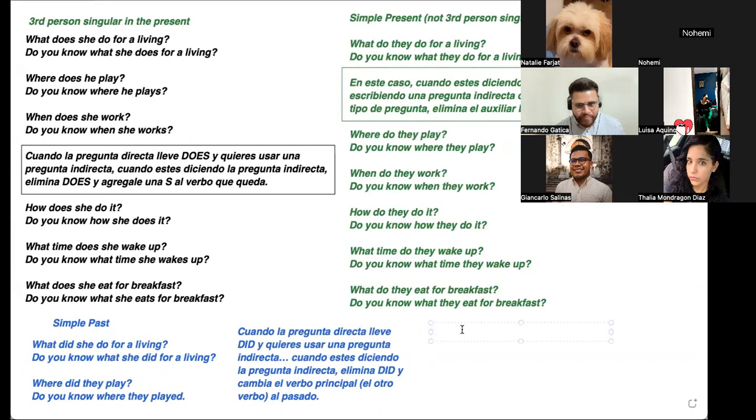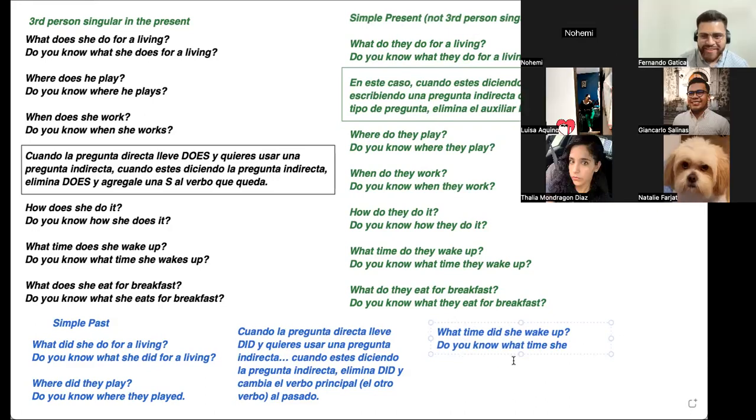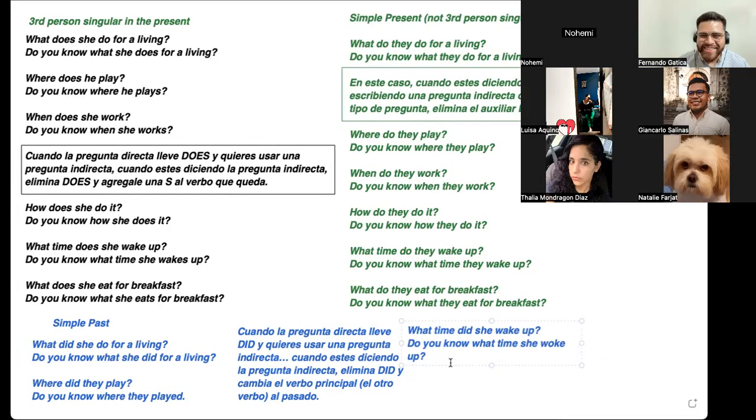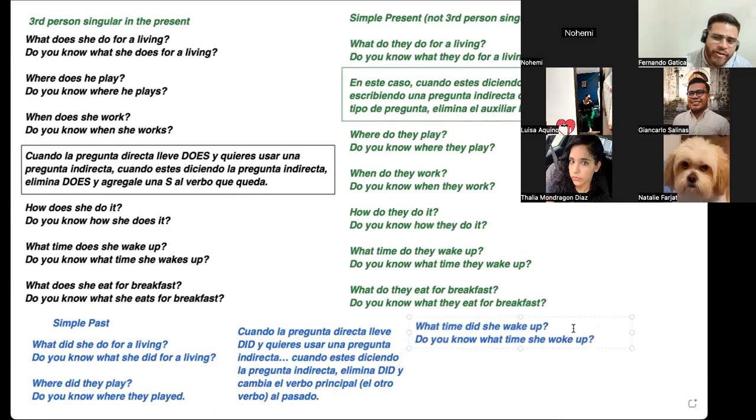Now, what time did she wake up? ¿A qué hora se levantó? Do you know, Hazel? Do you know what time she... I don't remember how do you say wake up in past? Help her. Woke up. Do you remember? Do you know what time she woke up? Good. Miramos did y el otro verbo lo cambiamos al pasado.